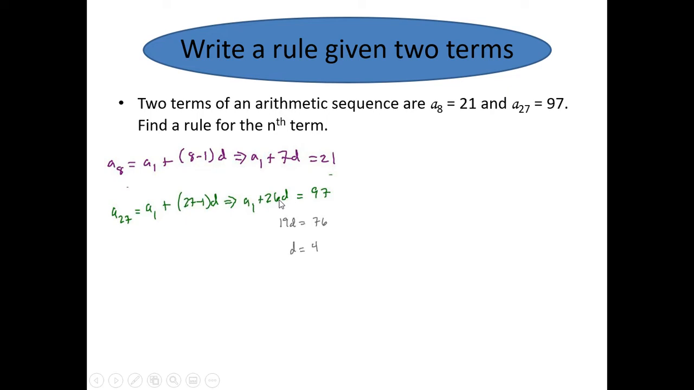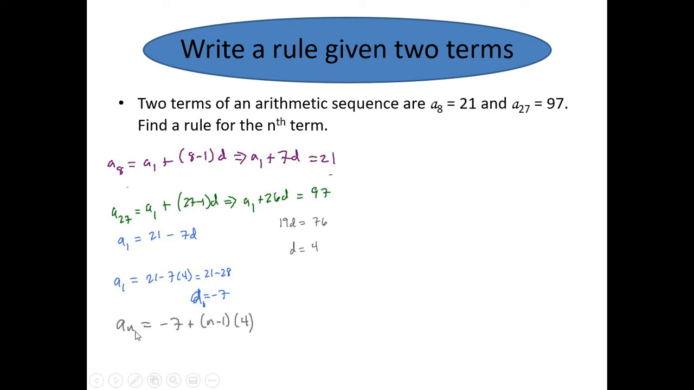The a sub 1's cancel out. 26d minus 7d is 19d is equal to 76, and d is equal to 4. So now I know what d is. My d is 4. I need to figure out what a sub 1 is. I can do it this way. Going back to this first equation, a sub 1 is going to be equal to 21 minus 7d. Plug in 4 for d, and it turns out to be 21 minus 28. A sub 1, it's a little messy there, but a sub 1 is equal to negative 7.